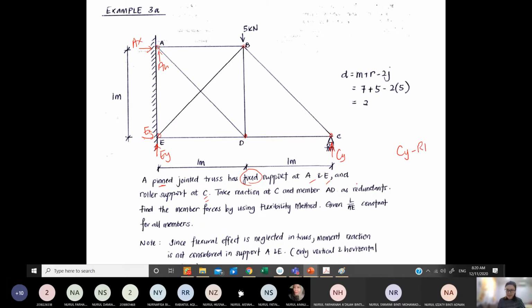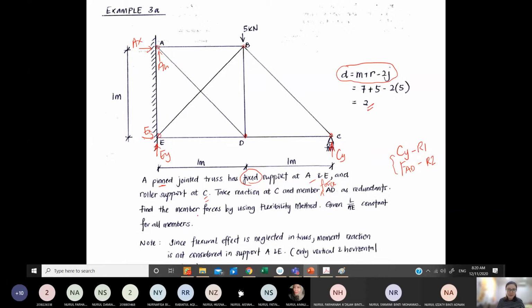And take member AD, it should be member force AD, as redundant. So FAD is redundant. You can set FAD as redundant 1 and CY as redundant 2, there is no problem. But both these forces are redundant. Of course, you need to identify how many from this equation. Here you get 2.